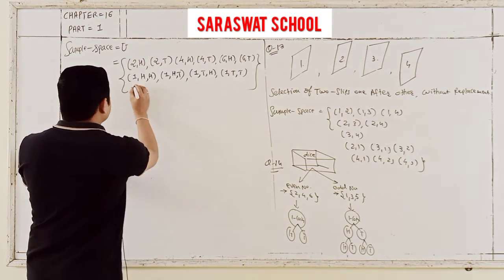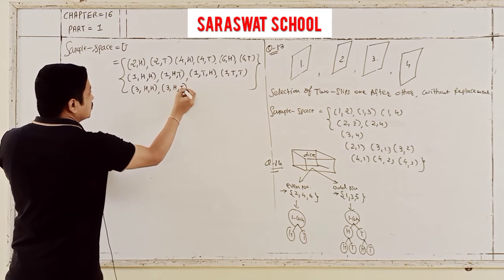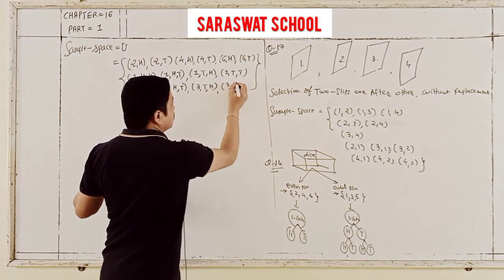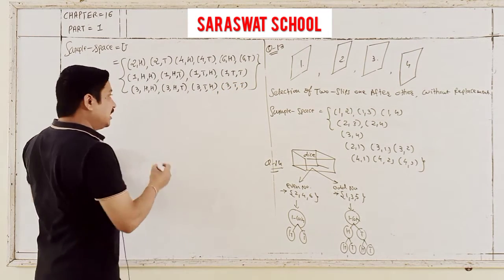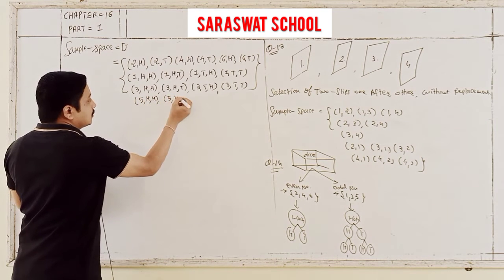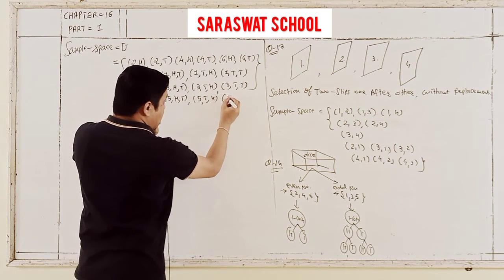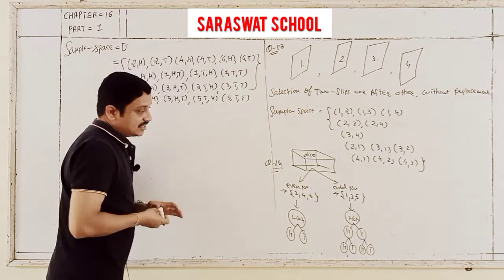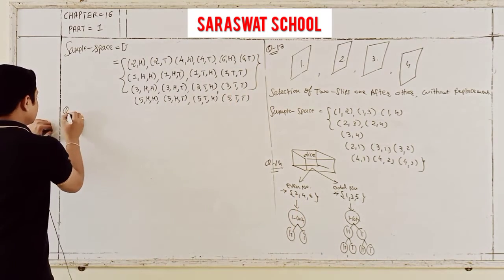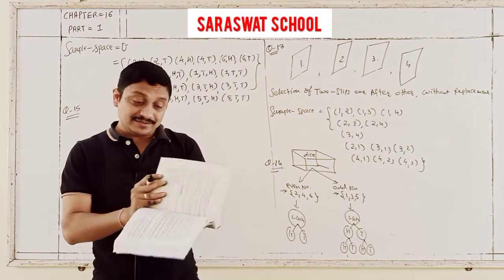Now 3: 3HH, 3HT, 3TH, and 3TT, and last 5HH, 5HT, 5TH, and 5TT. Last is 5TT, and that's it, students, the answer is done. Now question 15, also a very easy sum.